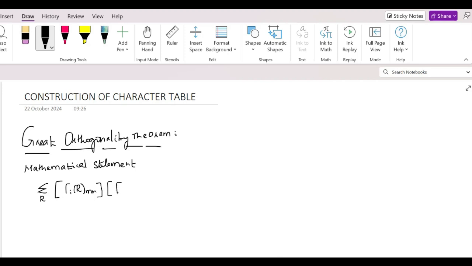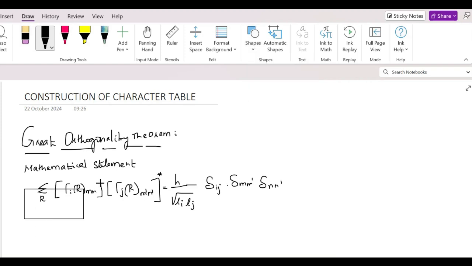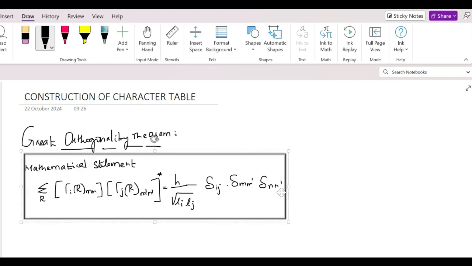It is the summation of the product of the elements, or characters, of two irreducible representations, which will be equal to h over the square root of li lj, then comes the Kronecker delta ij, Kronecker delta m m dash, Kronecker delta n n dash. So this is the mathematical statement given over here. You can underline it for your memory.